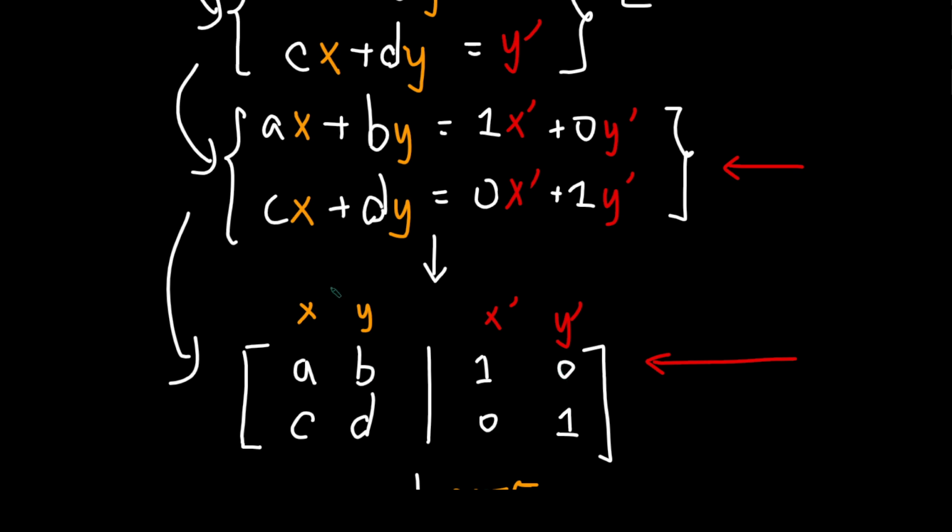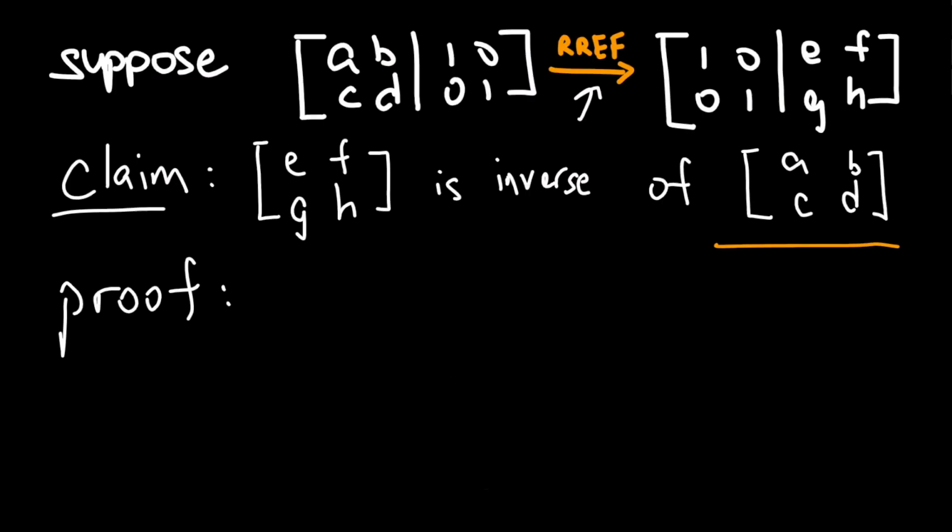Now notice what the columns are. The first column is column x, the second column is column y, this column is for x prime, and this column is for y prime. So this matrix here is just one way to represent our equations in a more concise way, in a matrix way.